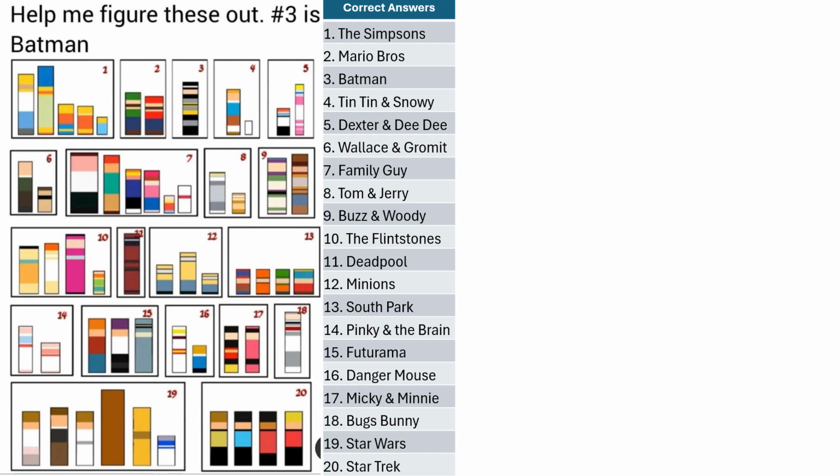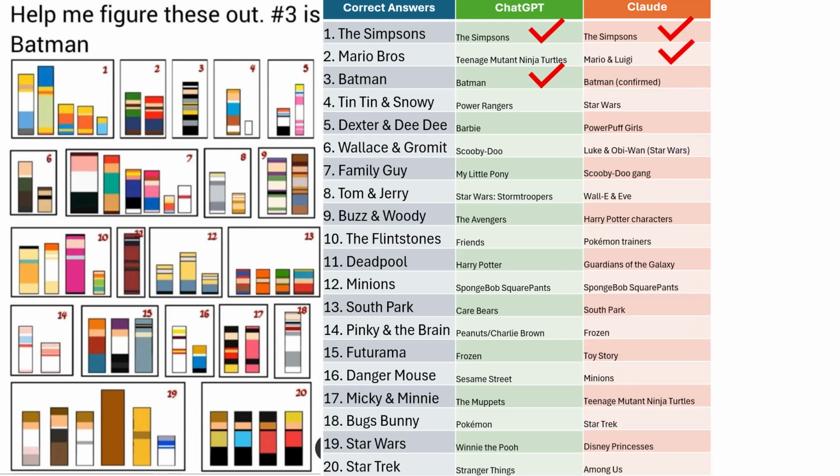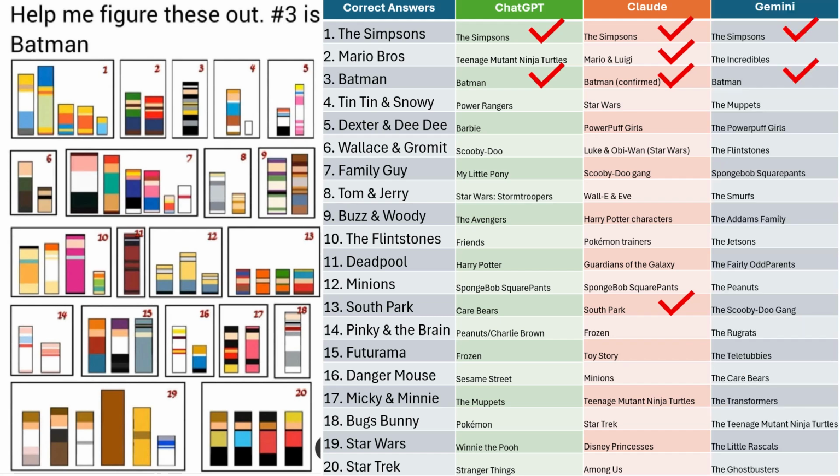So let's see how they did. ChatGPT, Simpsons, Batman, other than that, really off kilter. Claude, Simpsons, Mario, Batman, and it also got South Park as well. So interesting that it did better. We wouldn't expect any of them to do all that well with a brief prompt and a very challenging activity. And Gemini, Simpsons, Batman.